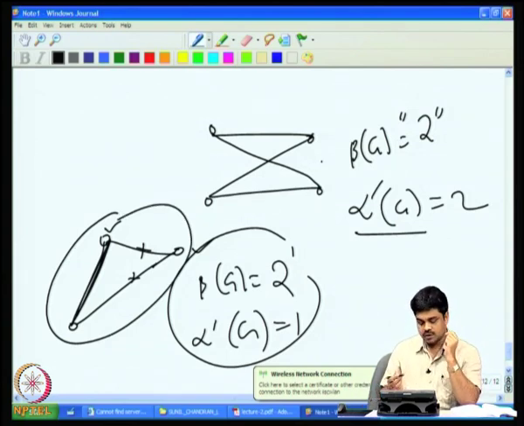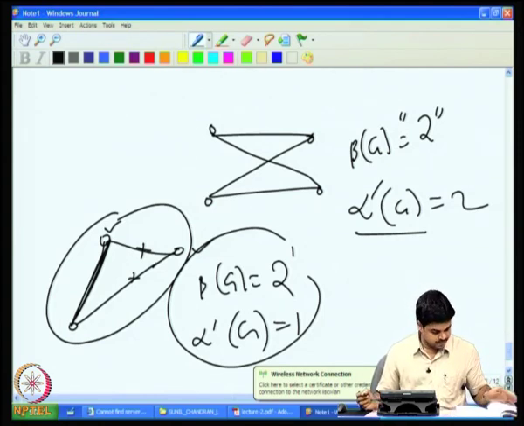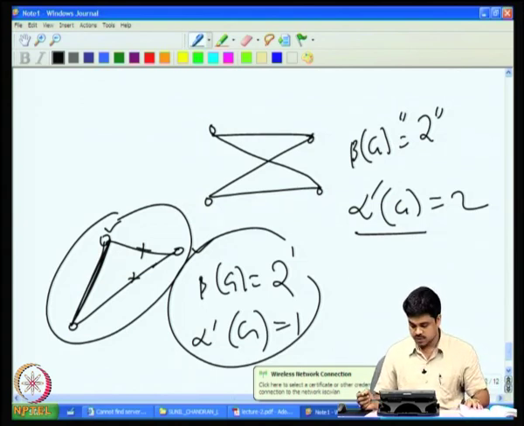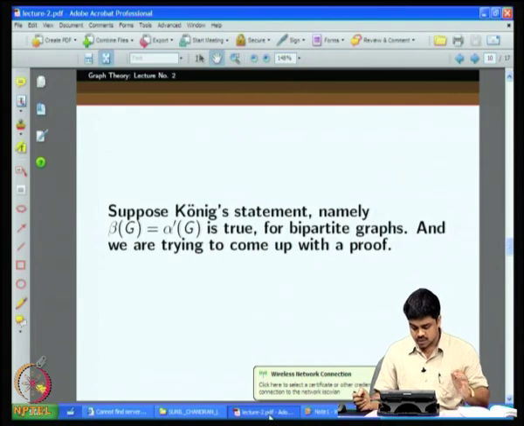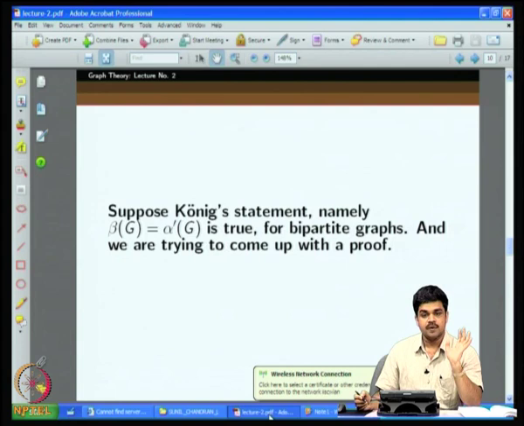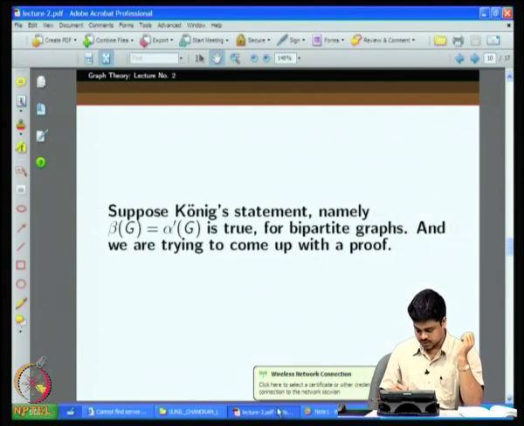So, this is a theorem for bipartite graphs. Let us now see how we can prove it. The next aim is to come up with a proof for this result. Suppose Konig told us this statement, beta of G is equal to alpha dash of G. Now, if we are trying to come up with a proof, this is going to be our approach.